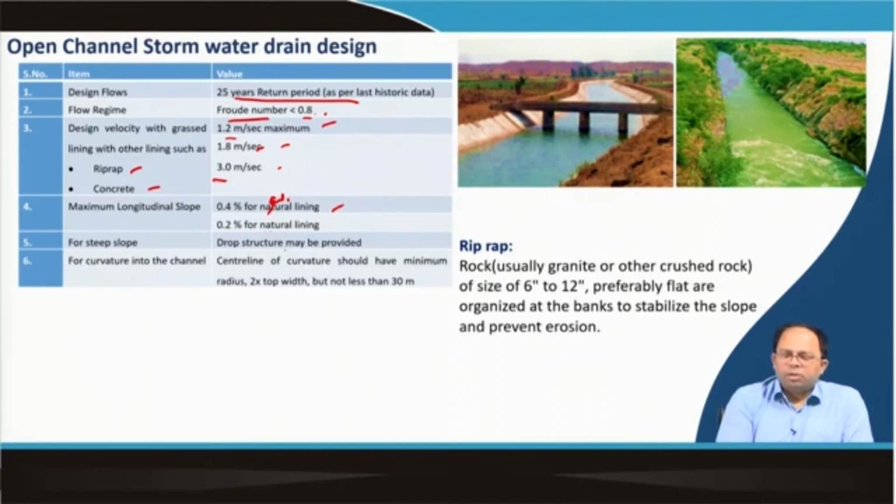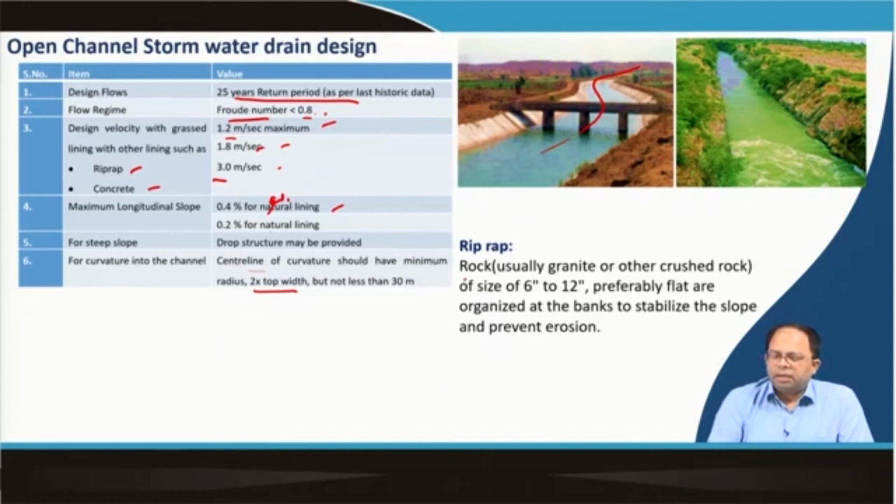And for steep slope, drop structures may be provided. I will show you how to design drop structures. And for curvature in the channel, the center line of curvature should have a minimum radius of 2 times the top width, but not less than 30 meter. That means the curves that you can provide in this channel, like you can see, this is not a straight channel, it goes like this. So, the curves could have a minimum radius of 2 times the top width, but not less than 30 meters. So, what is riprap?